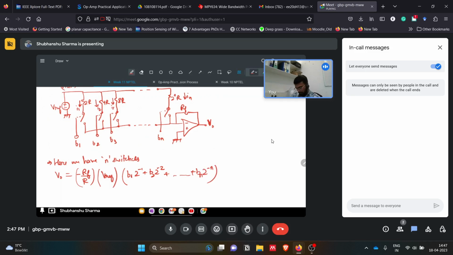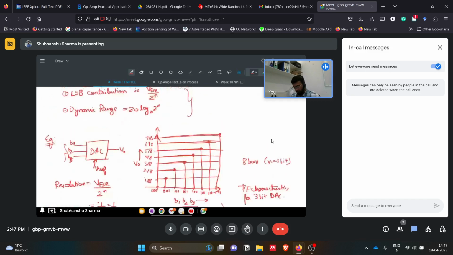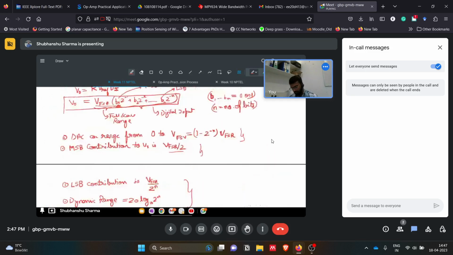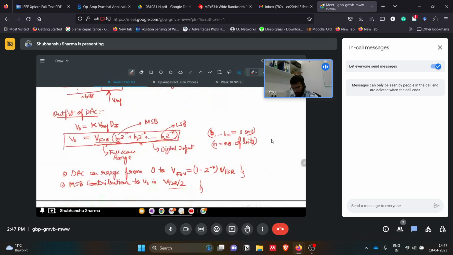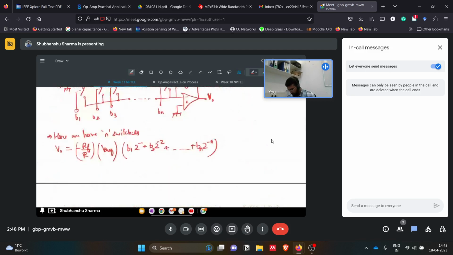So this equation we saw earlier also. This was V naught equals VFSR into b1 to the power minus 1 plus and so on. The only difference is that our VFSR, the full scale range value, is given by the multiplication of the reference voltage and the amplifying factor, that is RF, the feedback resistor, divided by R, the input resistor.